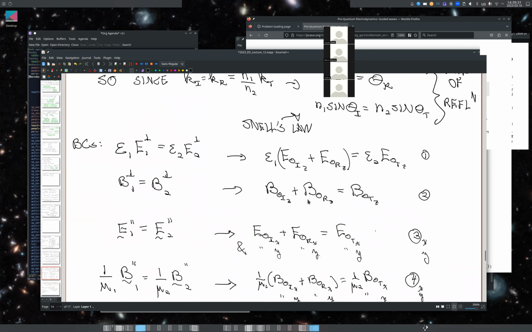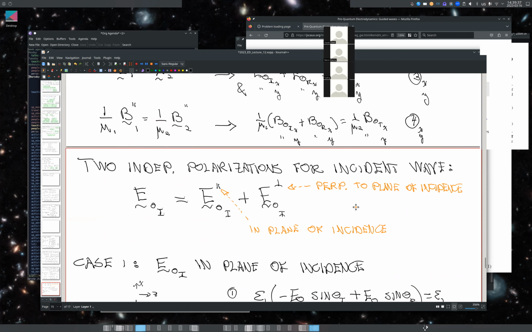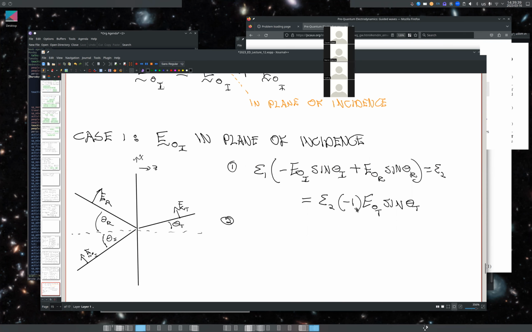Equation 2 is a trivial condition in this case, because B is just perpendicular, right? It has no component in the z direction. You see the B is coming in and out of the plane in each case here, so that's a trivial relation: 0 plus 0 is equal to 0.